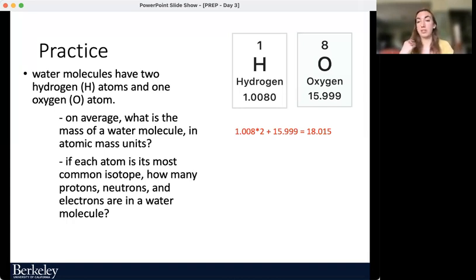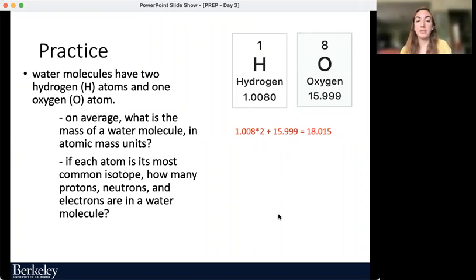I'm just trying to show you that on average, the weight is a little over 18, but it is totally okay to round. So yeah, 18.015 is about 18. And then the second part is about the same as what we were doing in our previous practice.